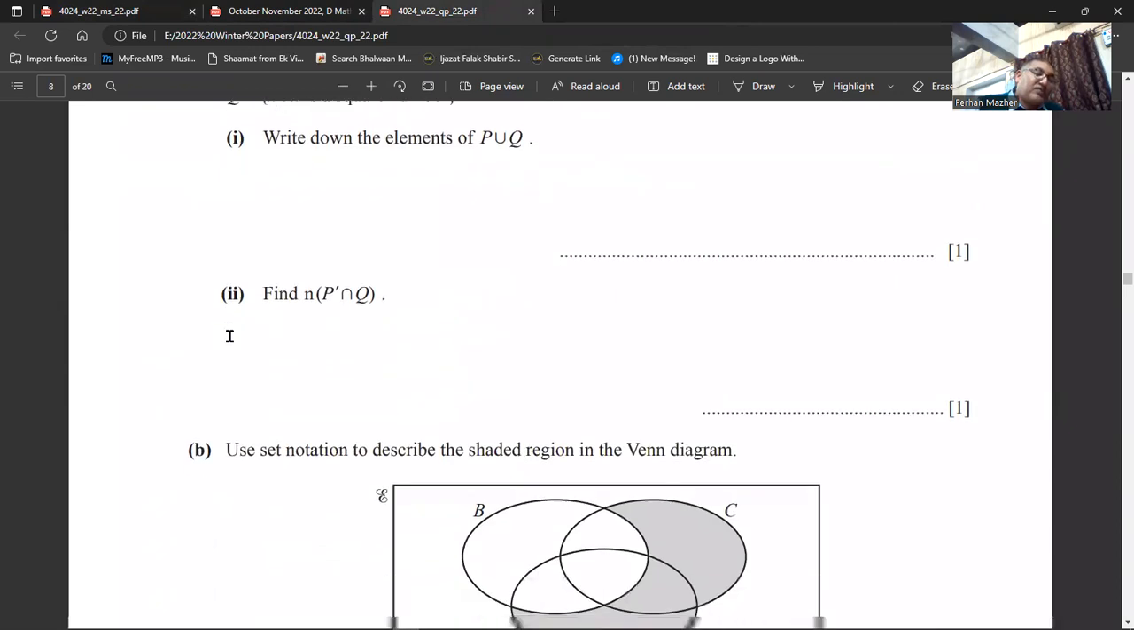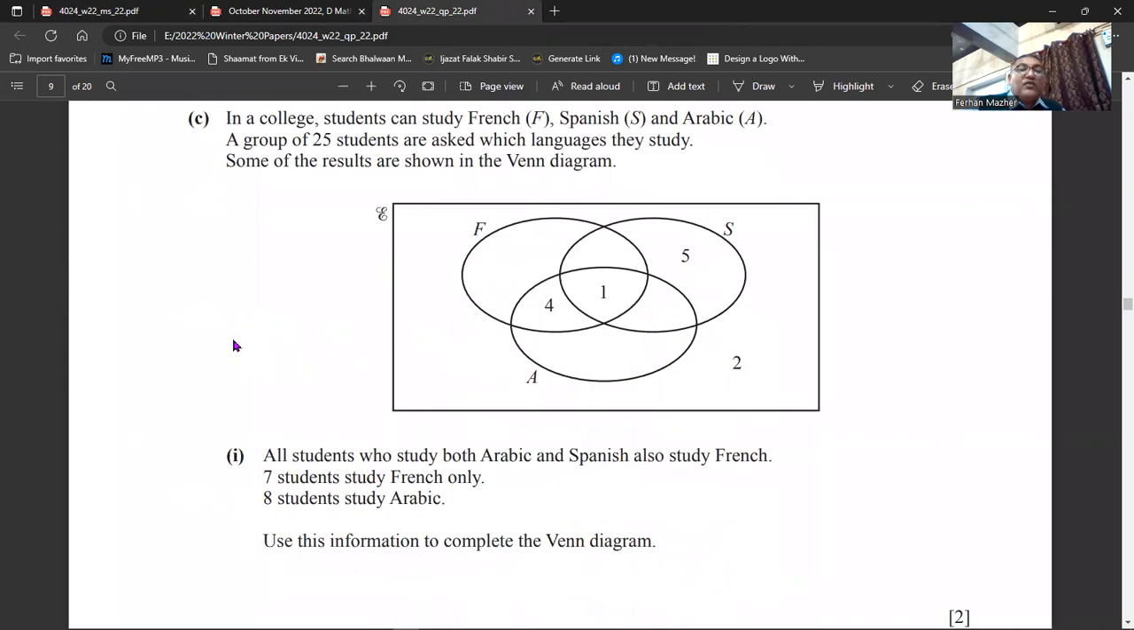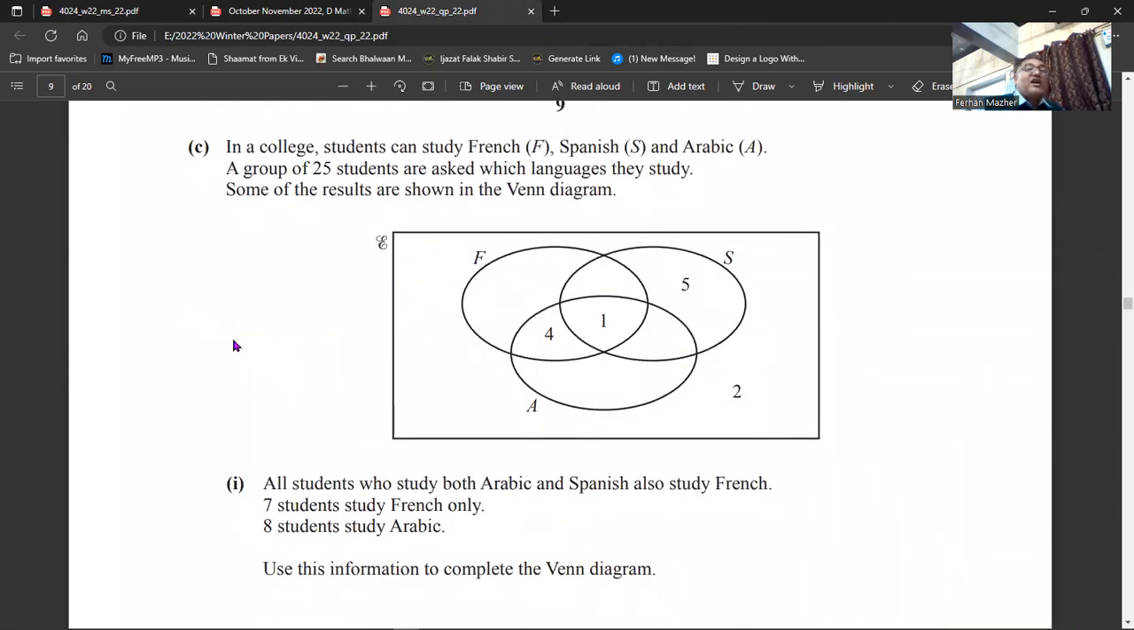Okay. And then we are doing question number 4, and it's part C. He says, in a college, students can study French, Spanish, and Arabic. A group of 25 students are asked which languages they study. Some of the results are shown in the Venn diagram. All students who study both Arabic and Spanish also study French.